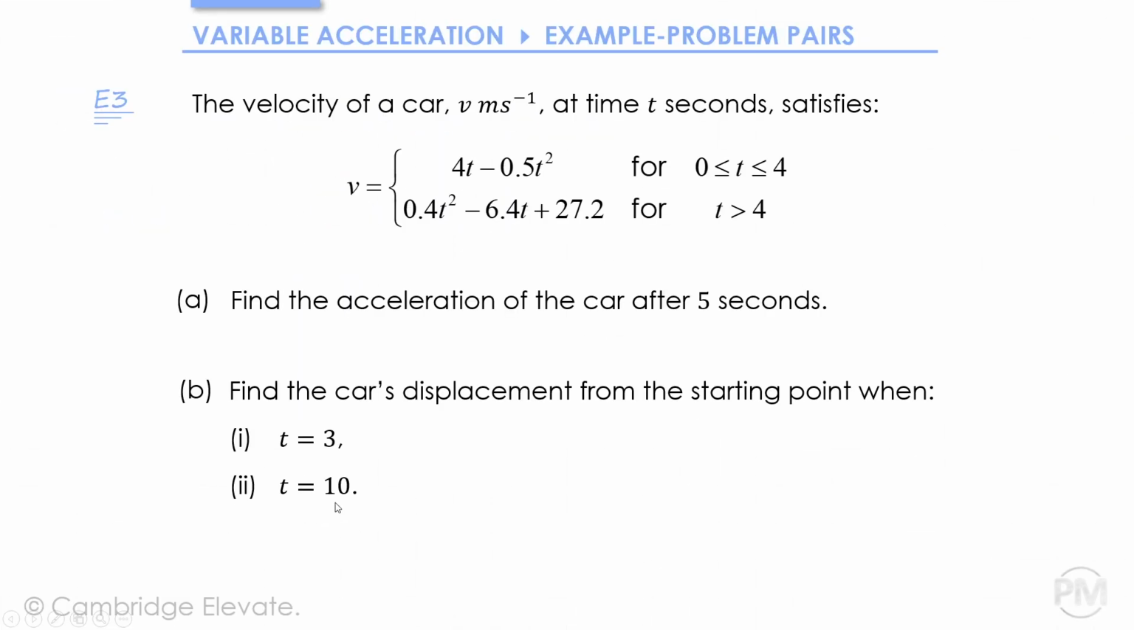Part 2 is a little bit more complex. Here we're trying to find the displacement at t equals 10. What we can't do is just integrate between 0 and 10, because the second part of the function, when t is greater than 4, is only valid for values of t greater than 4, so we can't use t equals 0 in that equation. So what we're going to do is end up doing two separate calculations.